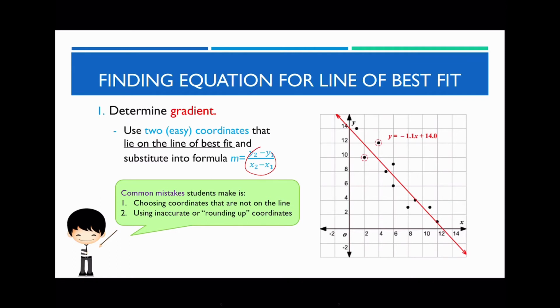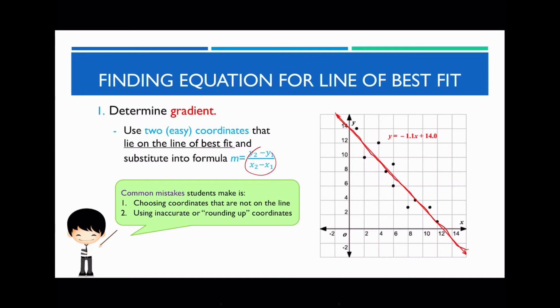What do I mean by this? Well, they might use these two random points over here that are not even on the line of best fit. It needs to be on this red line over here. So that's the first mistake. These two coordinates are not on the line of best fit, so your equation will automatically be incorrect.